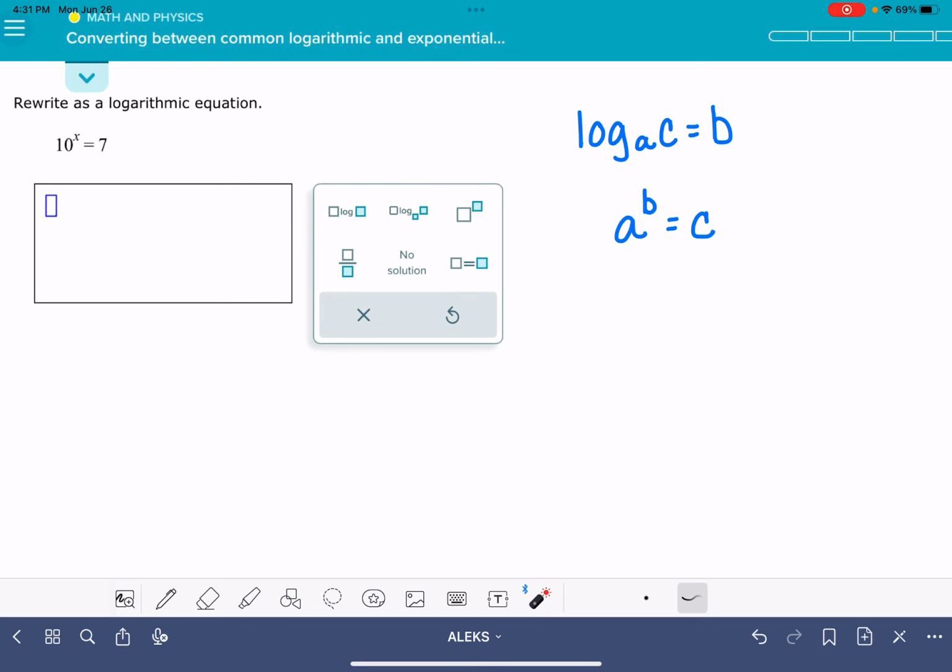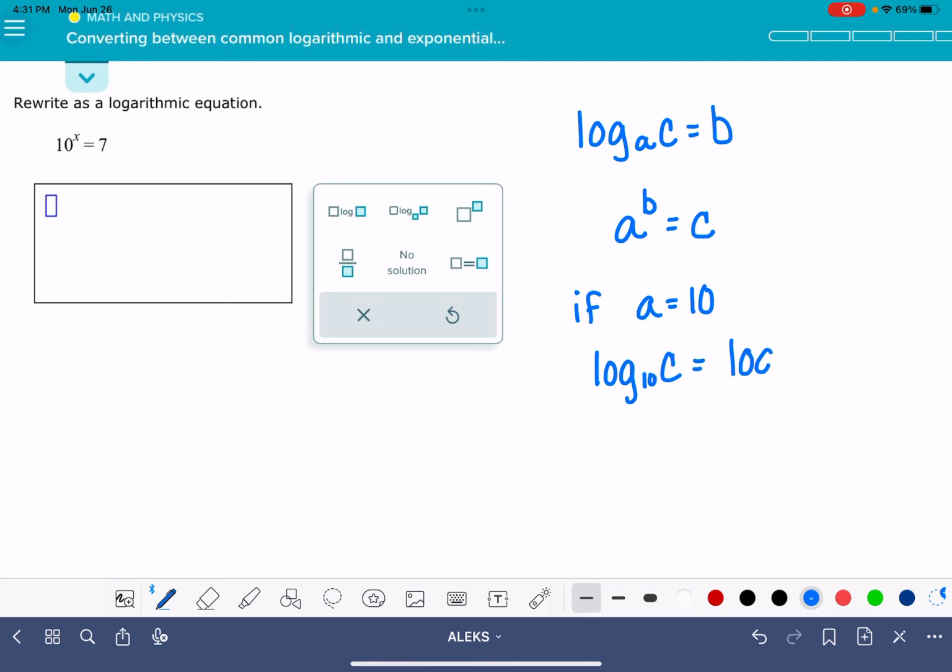Now, one of the things that I want to point out to you is that if a is 10, then in the log function here, so if we have the log base 10 of some number c, the 10 is typically going to be left out. It's just going to say log of c. So if you are having a problem where you're missing a number in this spot, you can just assume that number is 10.